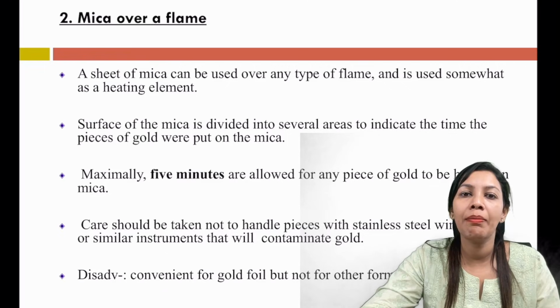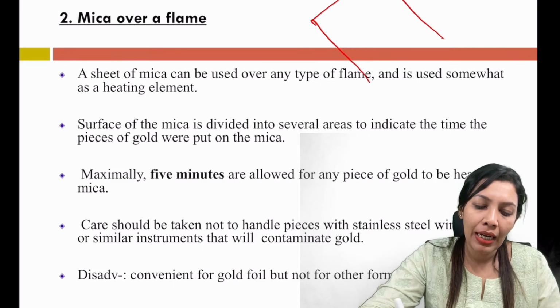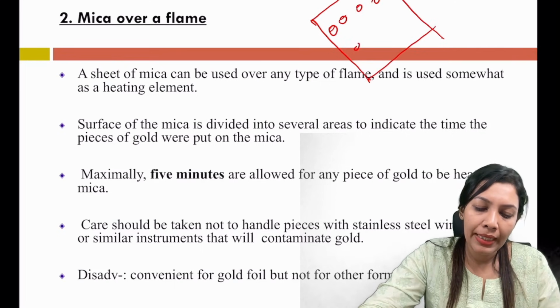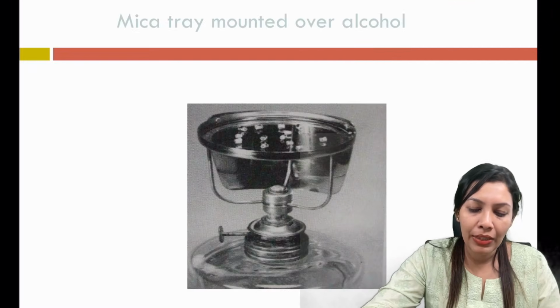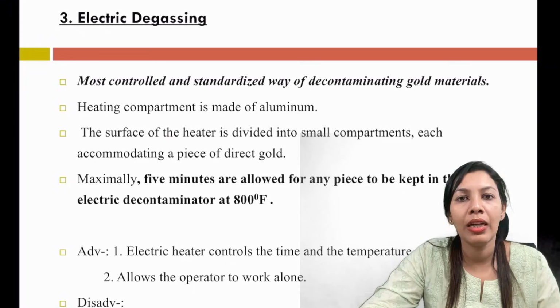And next is mica over a flame. This is a tray, a sheet of mica onto which all the materials are placed, and we'll be heating it for, you can see in this image, 5 minutes. This is the mica tray mounted over the alcohol flame.